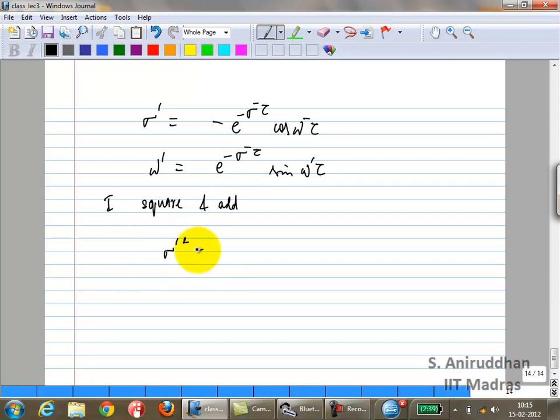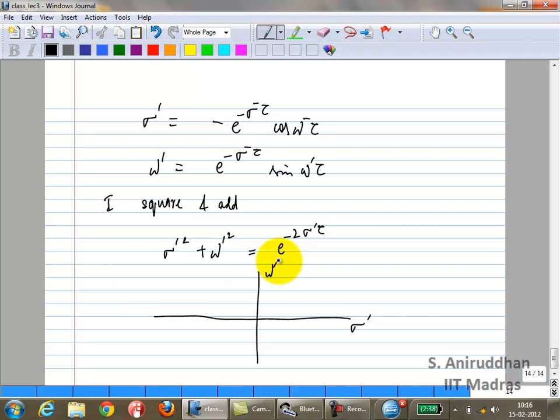Okay, so you get sigma prime squared plus omega prime squared is e power minus 2 sigma prime tau. So if you want to plot this in the sigma prime omega prime space, what do you think it is going to look like? Anybody? What does the left hand side portion look like? Looks like the equation of a circle. Okay? Right hand side is obviously an exponential.